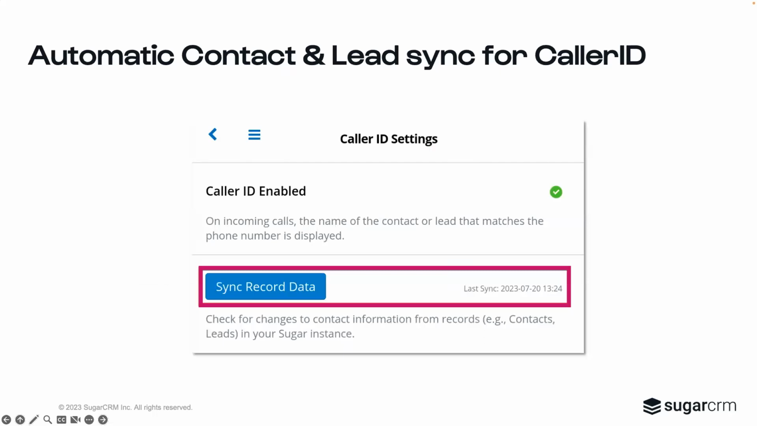And this next one, automatic contact and lead sync for caller ID. If you are a mobile app user, what we rolled out, I think it was 2 releases ago for mobile app, was we introduced a new feature where for incoming calls, if it was a contact or a lead that matches the phone number, it would give you a caller ID so that you would know that a contact or lead call was coming in.